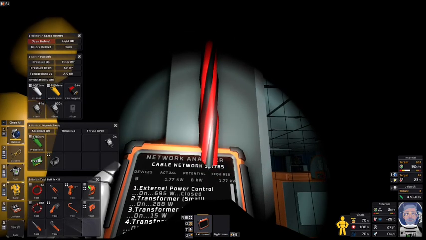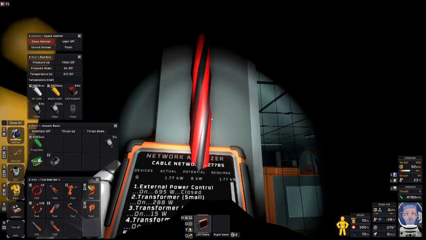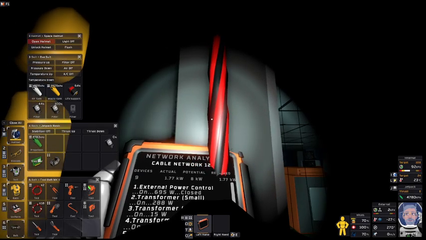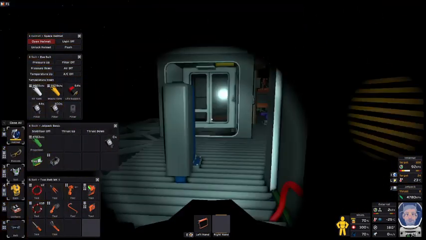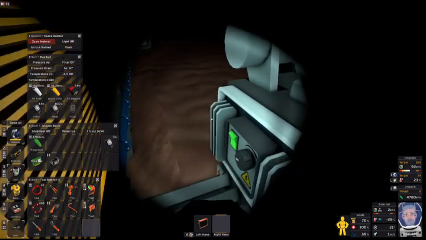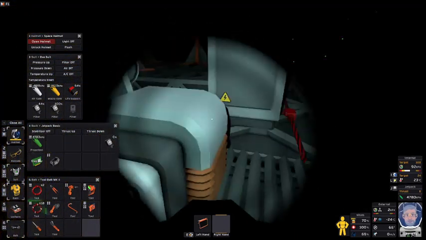Well, that's good enough. 1.77 kilowatts. So the electricity is flowing right through. All those kilowatts are going through, but the maximum potential is 8 kilowatts. No more than 8 kilowatts is allowed to continue on, because that's what I've set the transformer at.